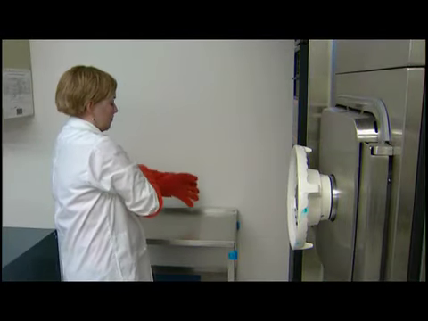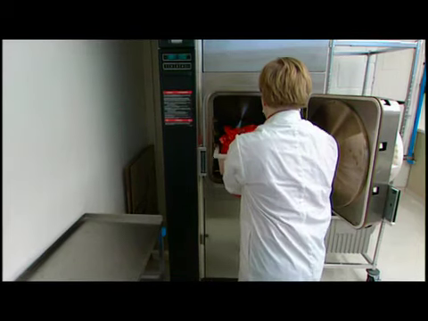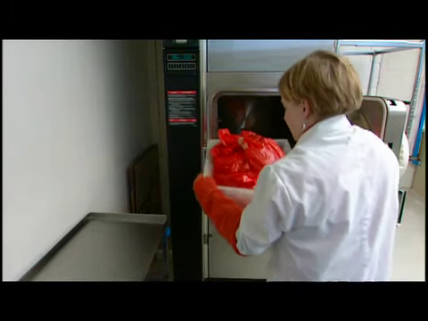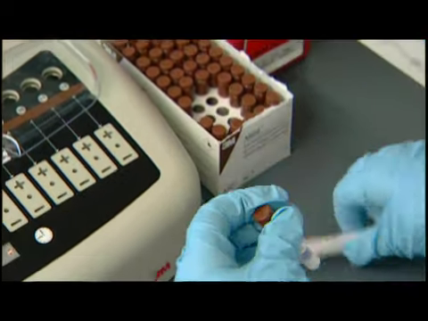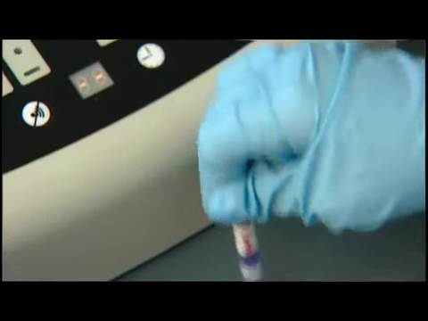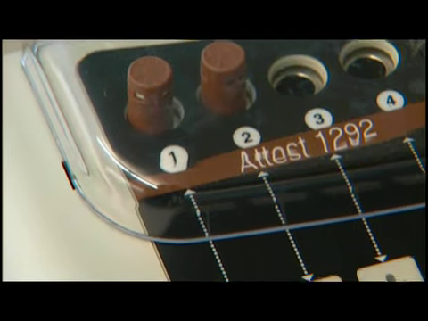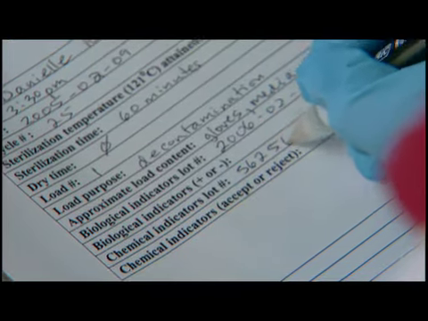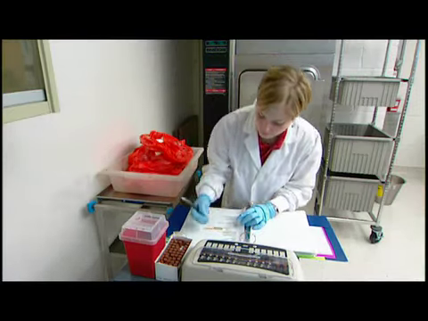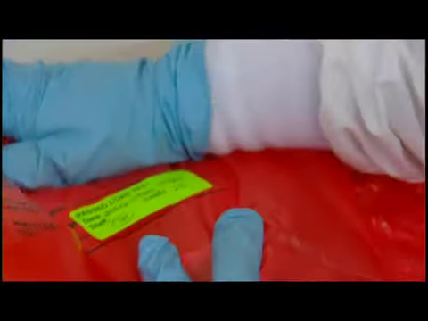Please note that you still need to check that the cycle was run properly before you open the autoclave on the clean side. And when processing your biological indicator, you should always include a positive control and keep the results on file. Your facility should establish a routine monitoring program for its autoclaves. Disposal of biomedical waste in Canada is regulated by the provinces and territories, so check with the appropriate authorities in your area.